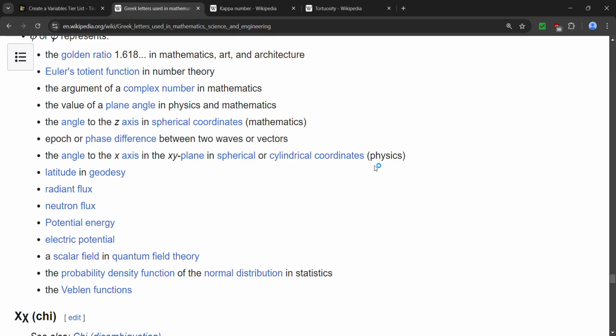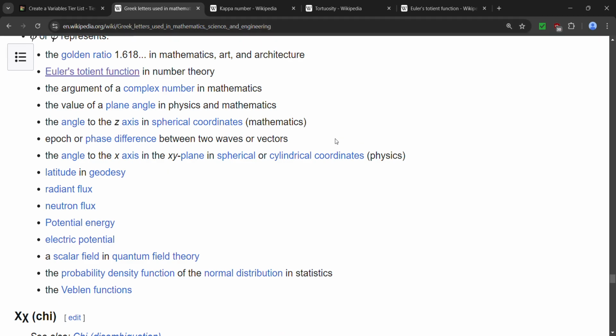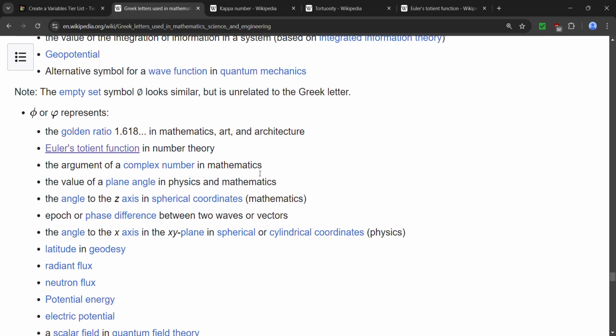You know what? I'll read about that a little bit more too. I gotta do a refresher. And then angles, right? It's like the second big angle thing. Radiant flux, neutron flux still counts as flux. I don't really think we need to distinguish. Potential energy sometimes. Yeah, these are pretty good.